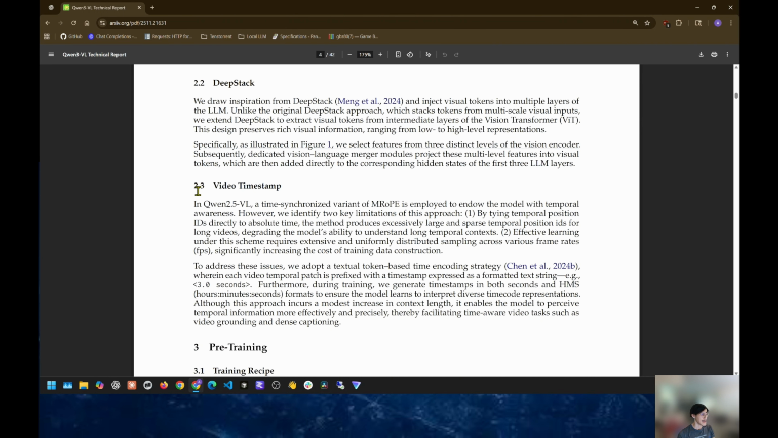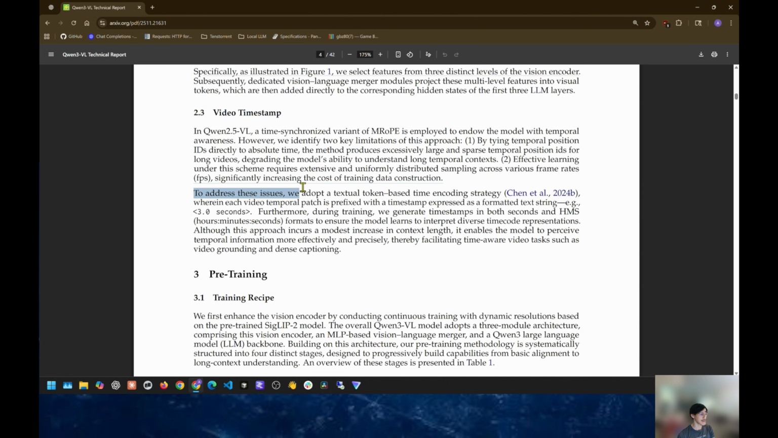Video timestamp. In Qwen 2.5 VL, a time-synchronized variant of mRoPE is employed to endow the model with temporal awareness. However, we identify 2 key limitations of this approach. First, by tying temporal position IDs directly to absolute time, the method produces excessively large and sparse temporal position IDs for long videos, degrading the model's ability to understand long temporal contexts. Second, effective learning under this scheme requires extensive and uniformly distributed sampling across various frame rates, significantly increasing the cost of training data construction.